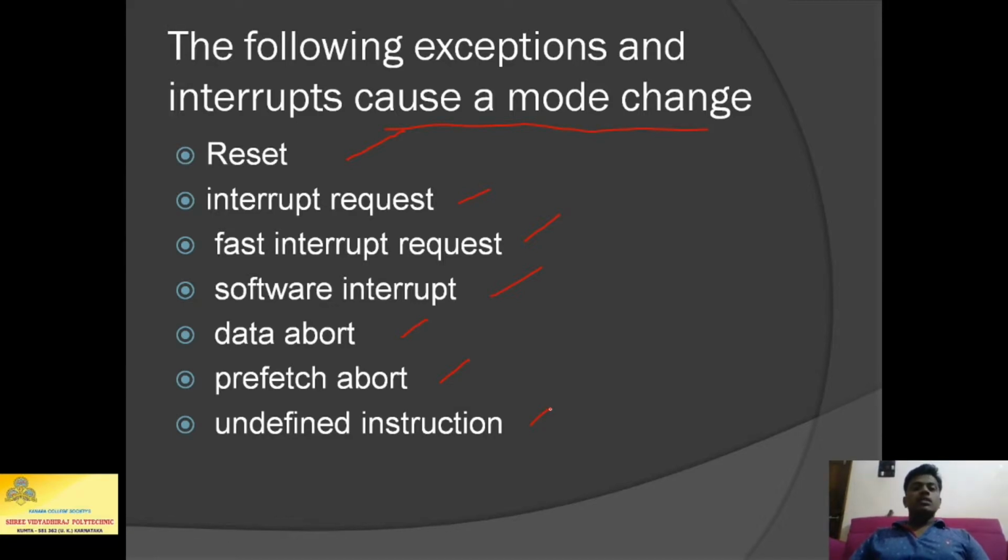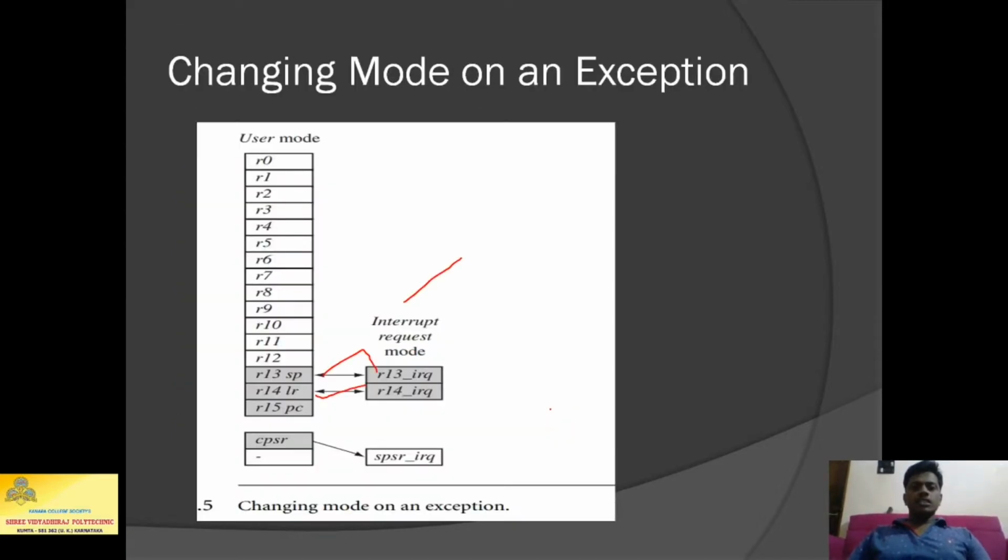Fine. The next slide. Changing mode on an exception. This we have already seen. When there is a change in the mode, the exchange or replacement of registers will happen. Fine.